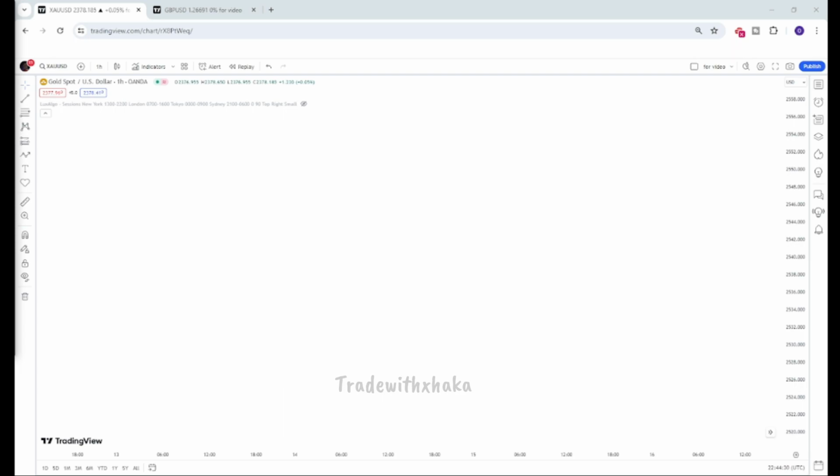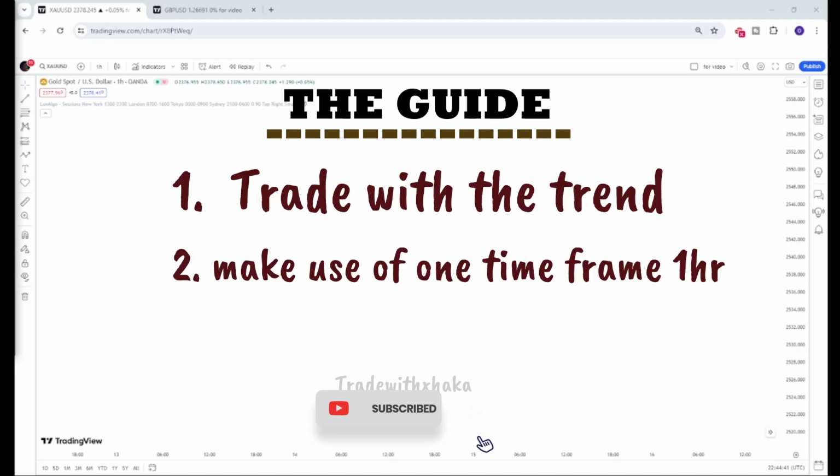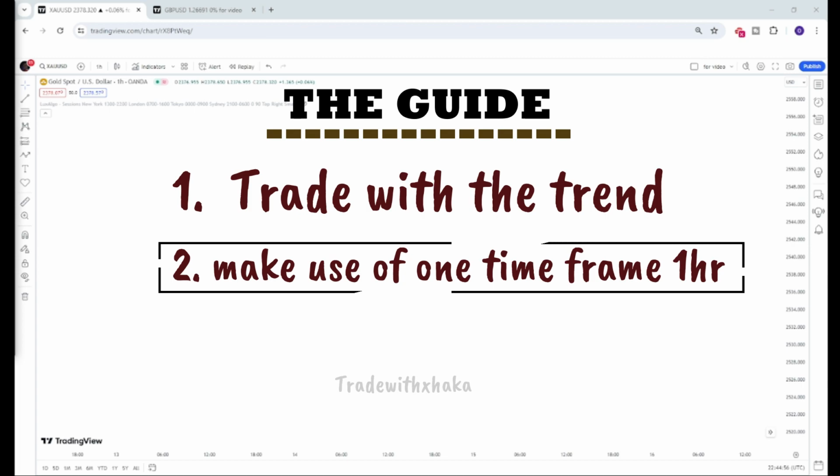So my dear friend, we have criteria we need to meet in this strategy called my simple supply and demand zone. Number one is we trade with the order flow. That is, we trade with the trend. Secondly, we make use of one time frame, which is the 1 hour time frame. That 1 hour time frame is our entry and is everything. We don't need further complicated stuff to enter the market.